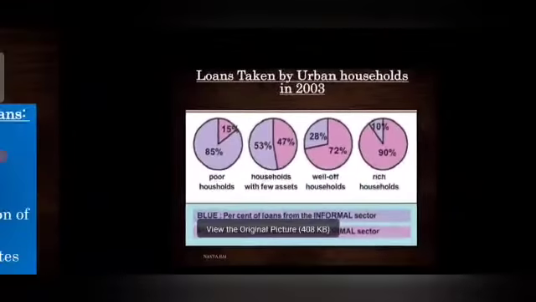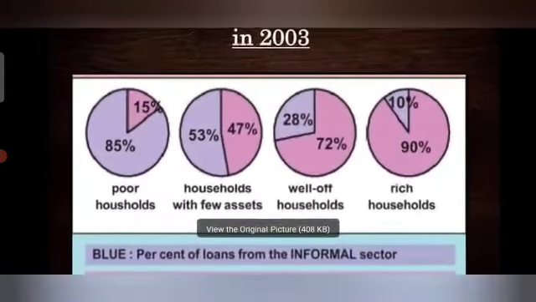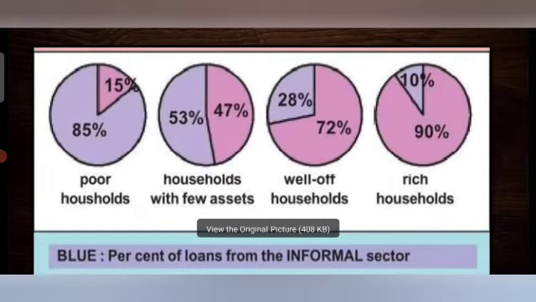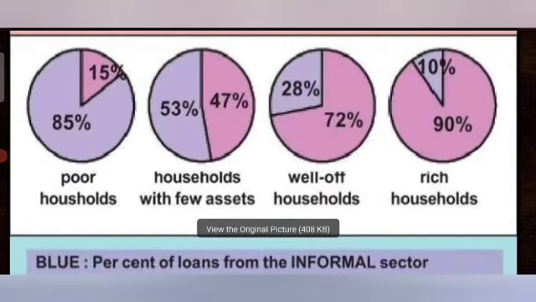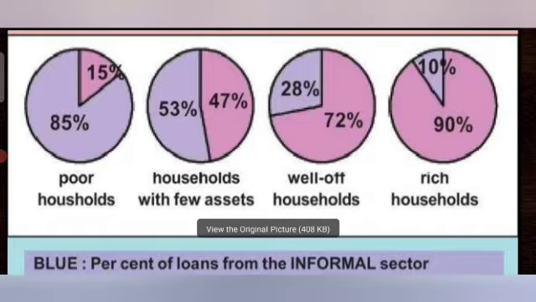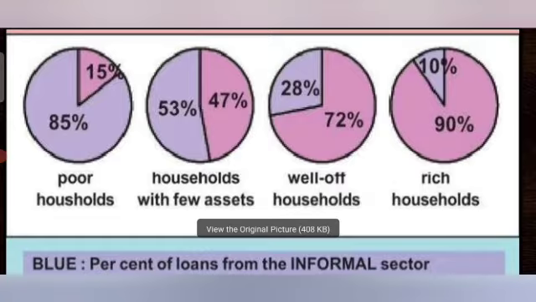Now look at loans taken by urban households in 2003. The blue mark symbolizes the informal sector in urban areas. 85% of poor households get loans from informal sources, 53% of households with few assets, 28% of well-off households, and only 10% of rich households. From formal sources, poor households get 15%, households with few assets 47%, well-off households 72%, and rich households 90%.